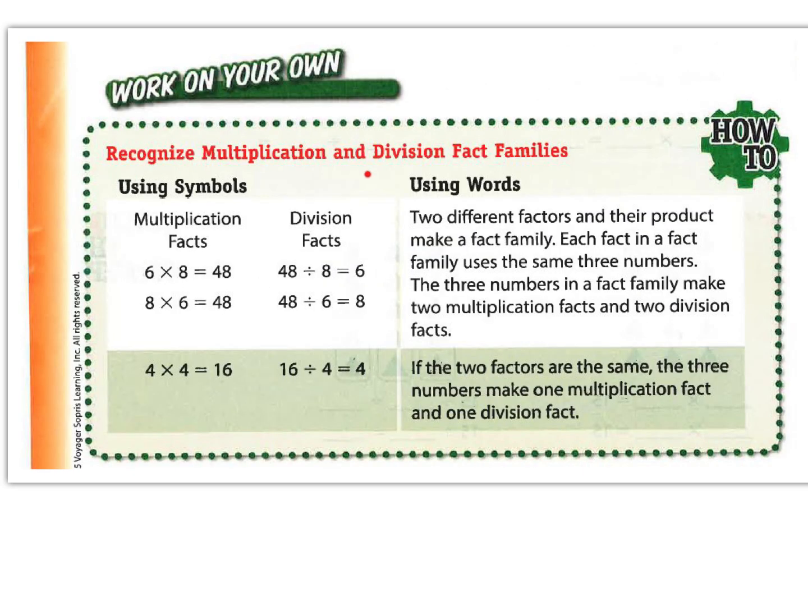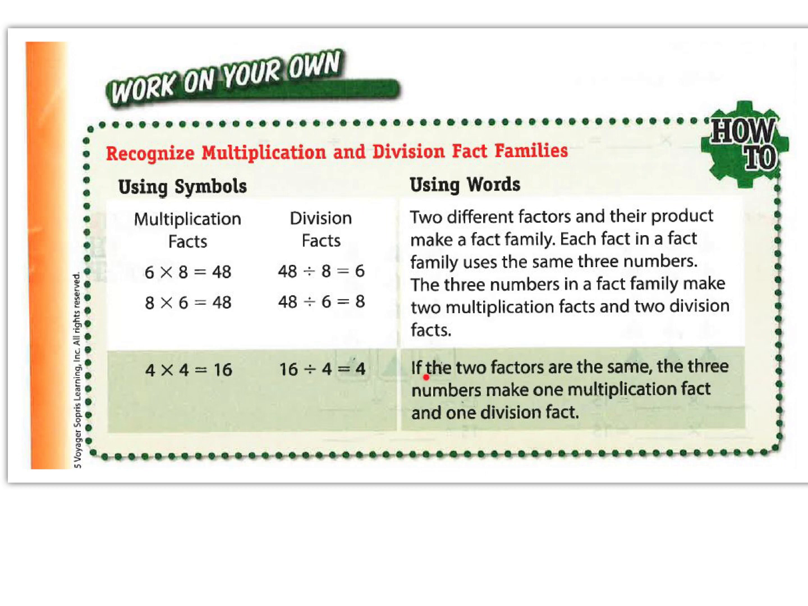So recognize multiplication and division fact families. So here's symbols. Here's the multiplication facts. 6 times 8 is 48. 8 times 6 is 48. Division facts, 48 divided by 8 is 6. 48 divided by 6 is 8. So it says 2 different factors and their product make a fact family. Each fact in a fact family uses the same 3 numbers. The 3 numbers in a fact family make 2 multiplication facts and 2 division facts.